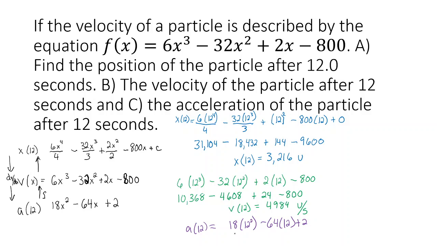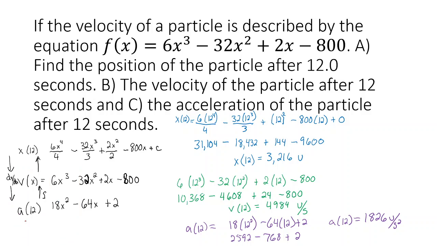18 is 2,592 minus 64 times 12, which is 768, plus 2. So 2,592 minus 768 plus 2 equals 1826. So the acceleration at 12 is 1826 units per second squared.